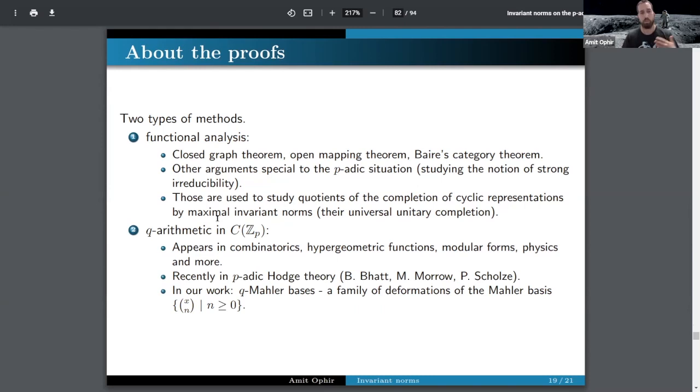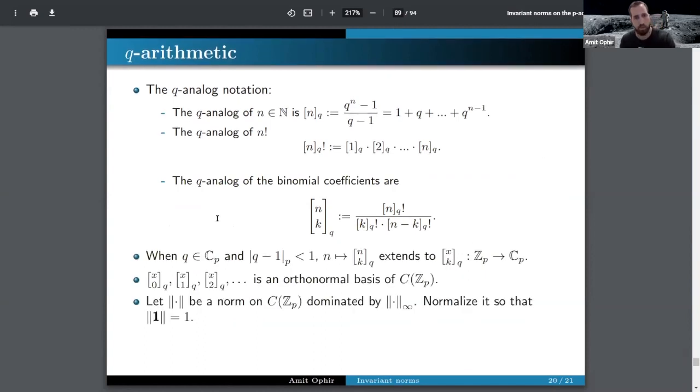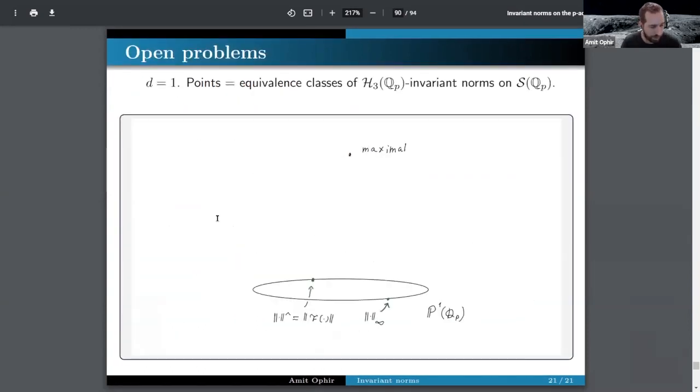Again, this is well known, it's a deformation of the usual Mahler basis of binomial functions. And this allows us to obtain a very, very large family of very good bases for the space of continuous functions on ZP, in which we can make some computations. Okay, so I'll skip this about Q analogs, and let me move to the final part of this talk.